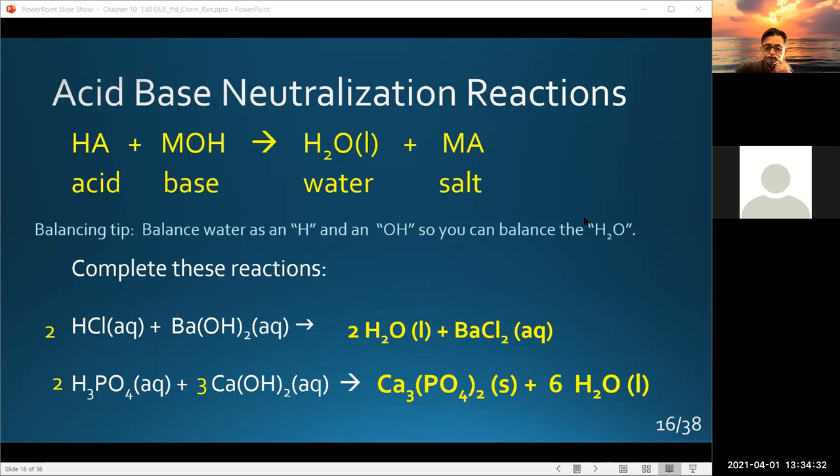There you go. Now I did forget the solid for calcium phosphate. My mistake. But how do I know it's solid and not aqueous? Now I will go to the solubility table, and I will see that calcium phosphate is insoluble, therefore it's a solid. Okay.